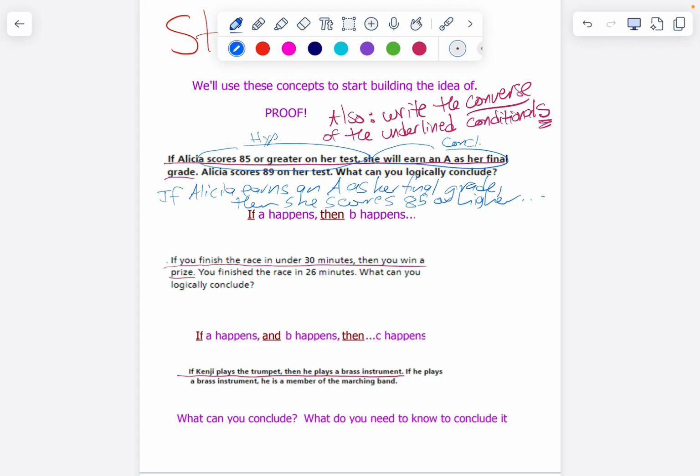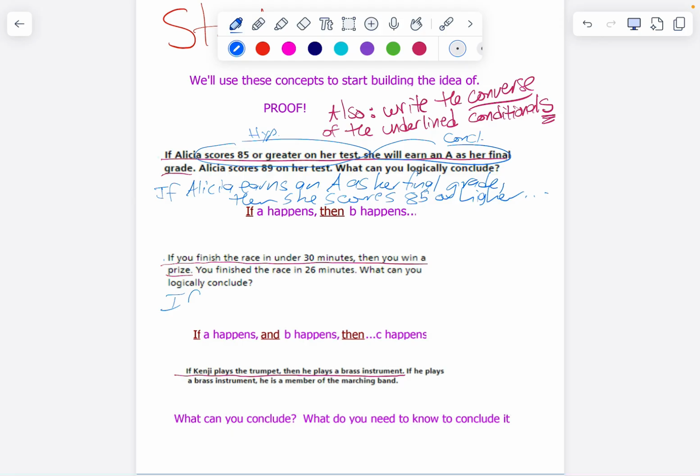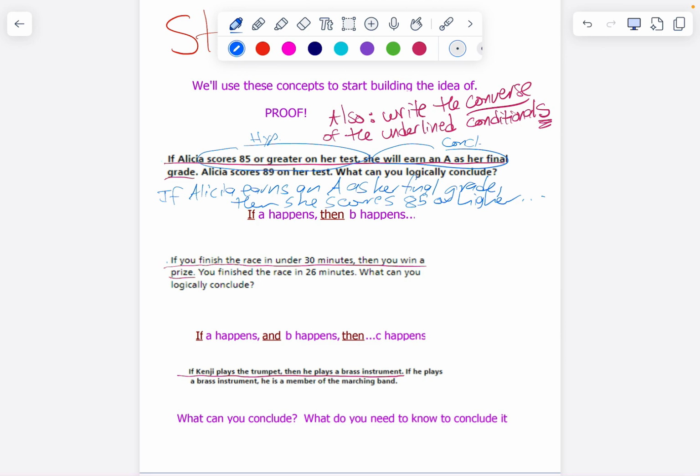Okay, how'd that one go? Did you get the conditional rewritten backwards? Get the converse? Raise your hand if you got it. Let's engage occasionally. Thank you. All right, next one.